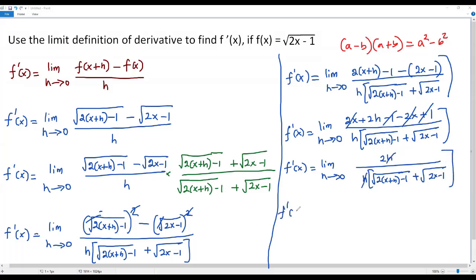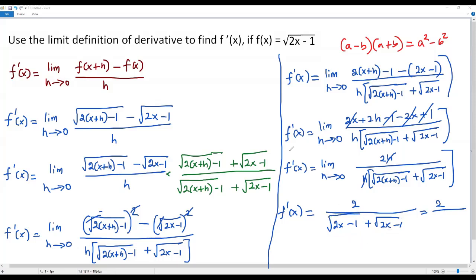Okay, so next step, that's all the simplification we can do. Now we can plug in the limit 0 for h. So we just have 2 in the numerator, and in the denominator, when I plug in 0 for h, x + 0 will become just x. That is, we have square root of 2x - 1 + square root of 2x - 1. Okay, so 2 over, when I combine this one and this one, both of them are like terms, square root of 2x - 1, square root of 2x - 1.